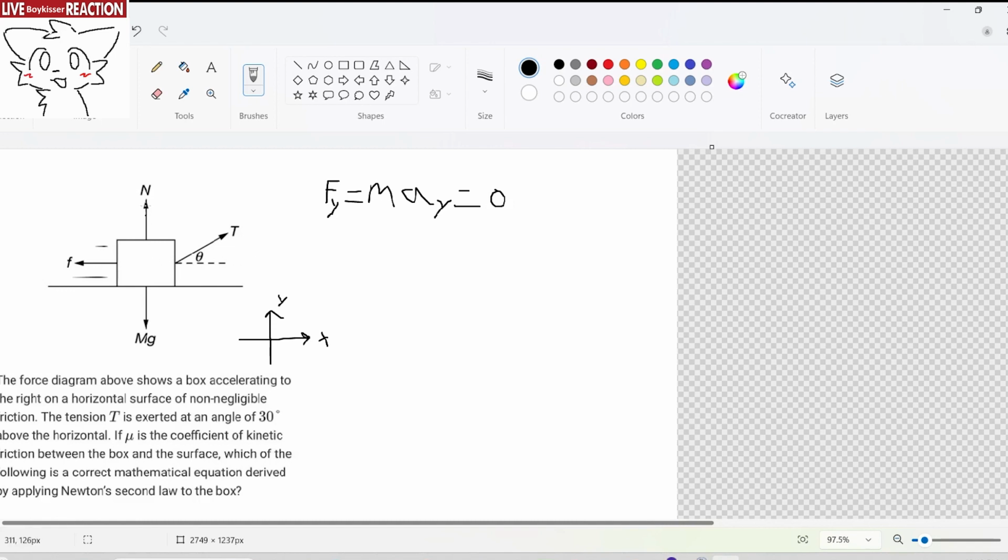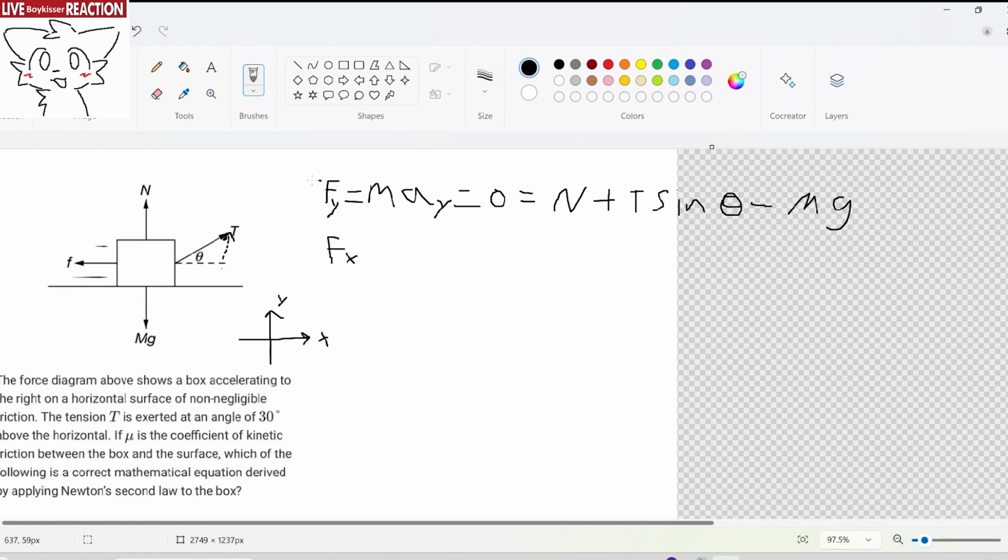And let's assume up is positive, so now we're going to write out the sum of all the forces on the y-axis, and that is N plus T sine theta, and the T sine theta would be this thing, and as you can see, it is pointing up, which is why it is positive, and then minus mg. Now let's consider the net force on the x-axis.